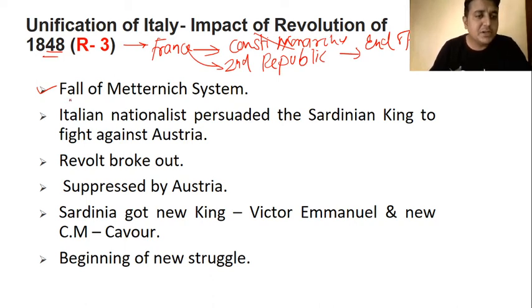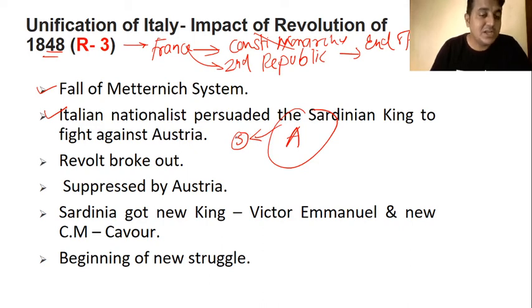Because of the end of the Metternich system, it gave inspiration and energy to the Italian revolutionary nationalists to revolt against Austria. So Italian nationalists persuaded the Sardinian king to fight against Austria. Remember one thing, it was the end of the Metternich system, not the end of Austria. Austria is still a power we have to reckon with. A powerful country, Austria is there. And when we compare it with Sardinia, Austria was a much bigger power.